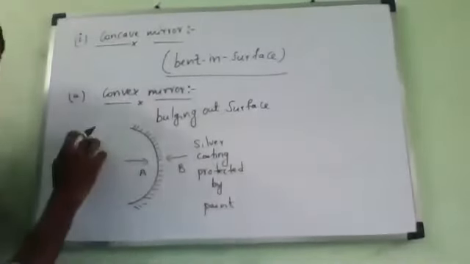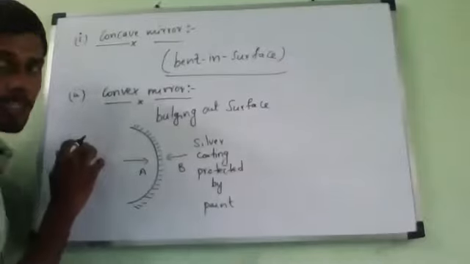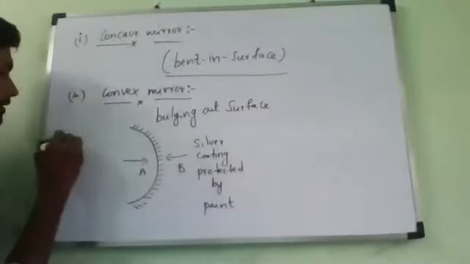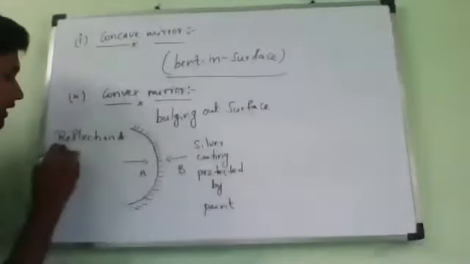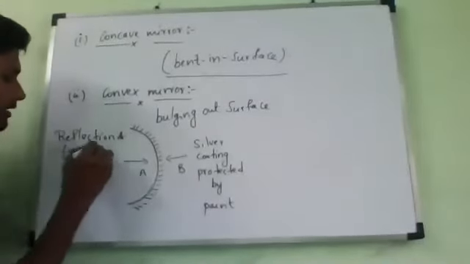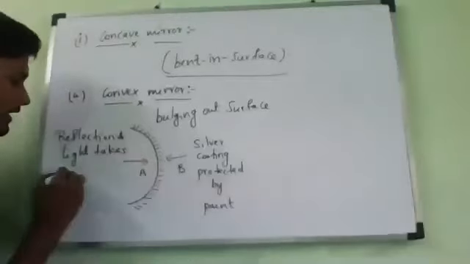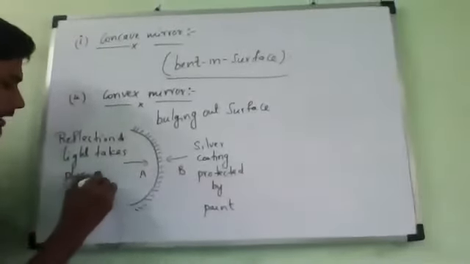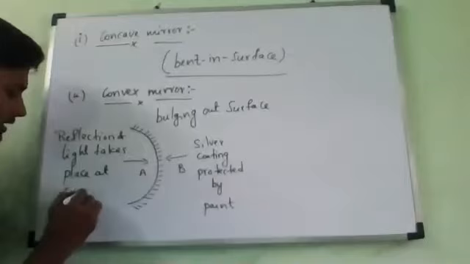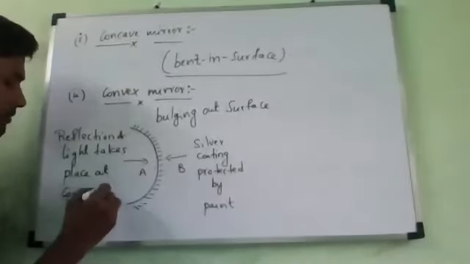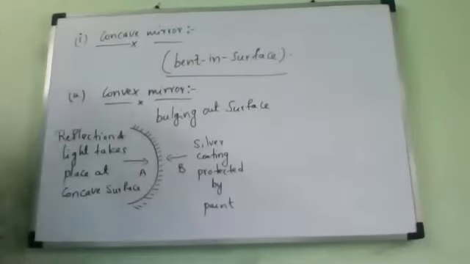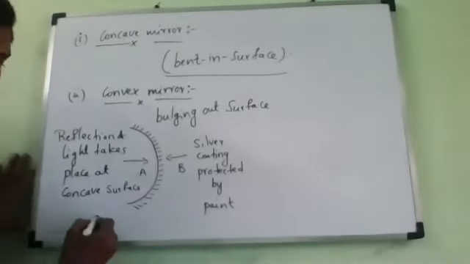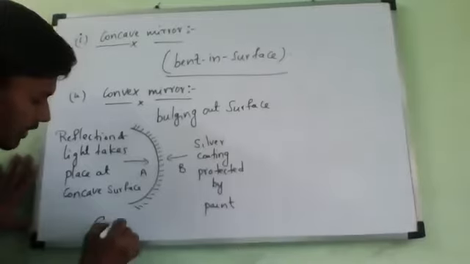Now, reflection of light takes place at the concave surface. Somebody's air sound is coming. Please unmute. That's all. Which mirror is it? Concave mirror.